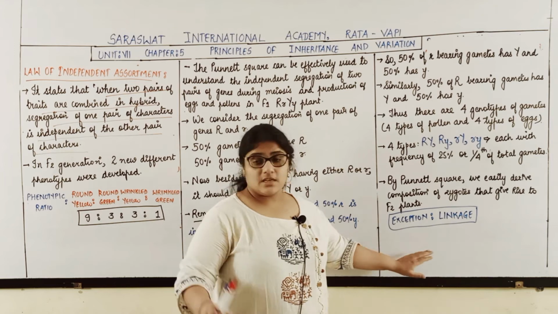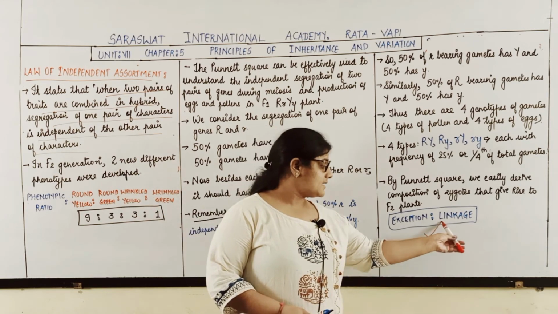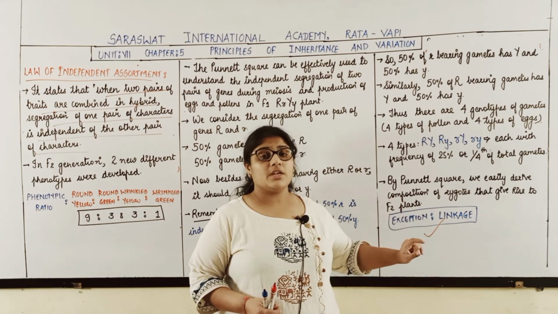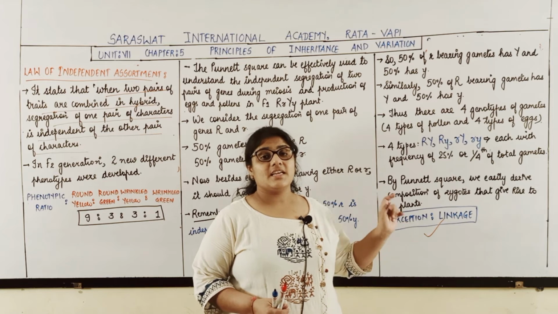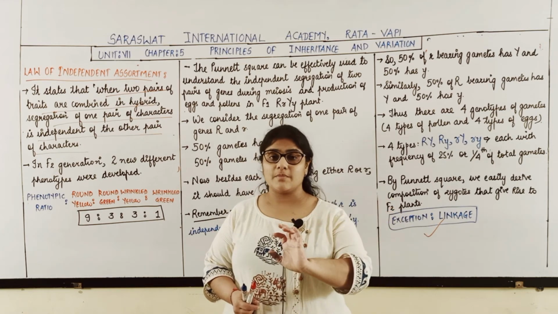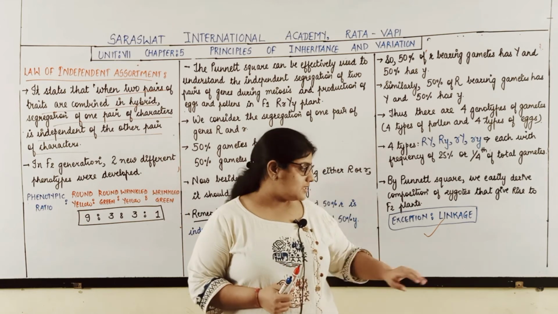So students, for this law there is an exception, and that exception is called as linkage, and it is through linkage we can study the inheritance of the genes located on the same chromosomes. So what is an exception to the law of independent assortment?